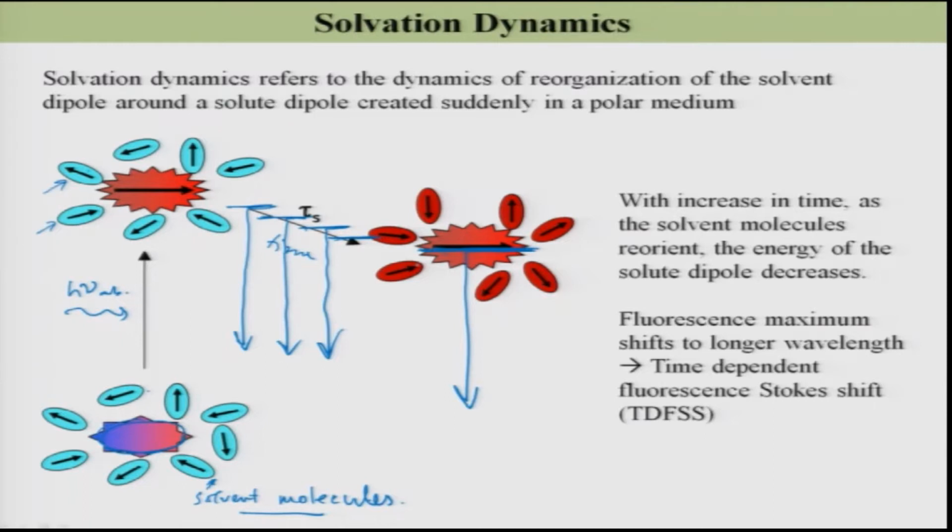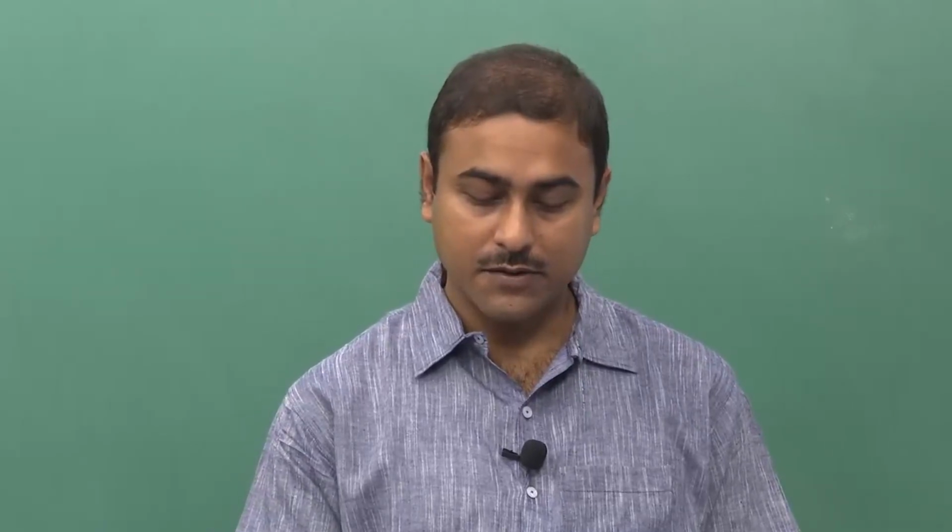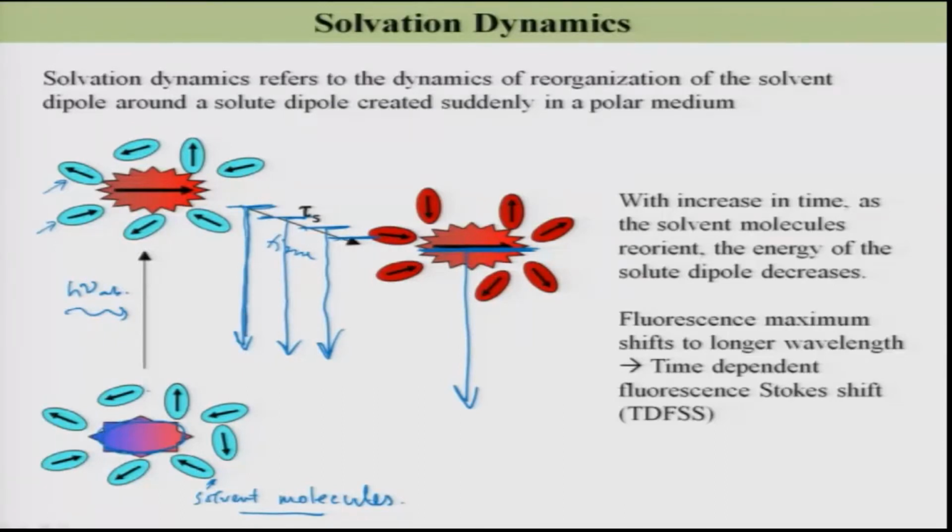So, if you have some way to get the emission spectra of the solute molecule as a function of time, then at a very early time, what will you get? You will get the emission spectra originating from this particular state, and at a later time you will get the emission spectra originating from this other state. Obviously, the earlier state emission spectra will be blue shifted, and this one will be red shifted. That means this emission spectra will be of higher energy and this emission spectra will be of lower energy.